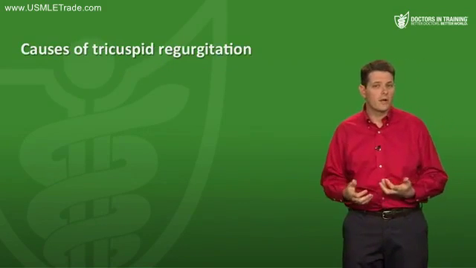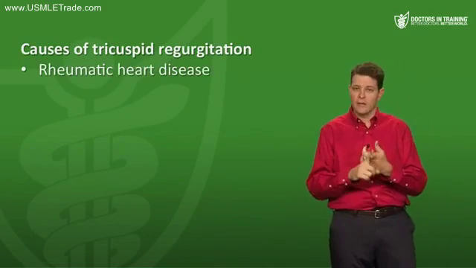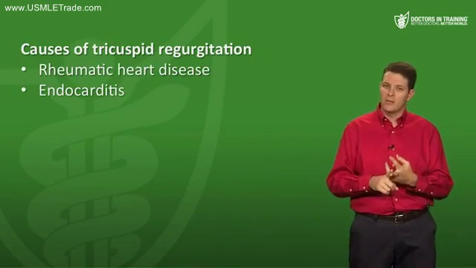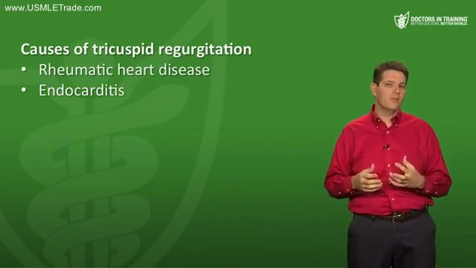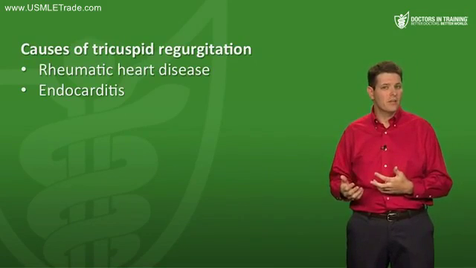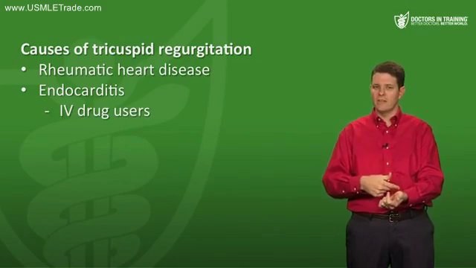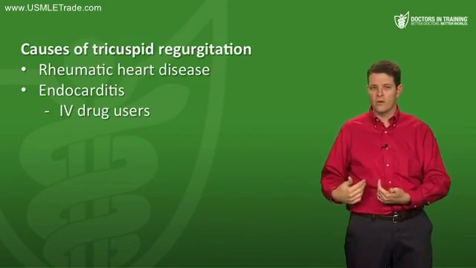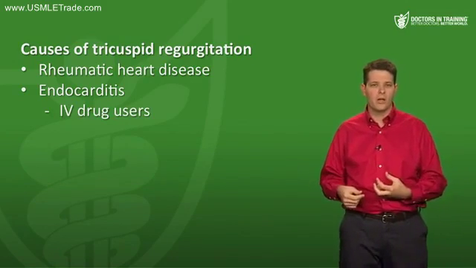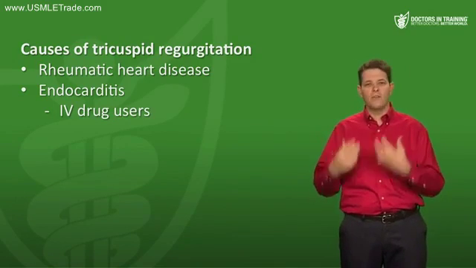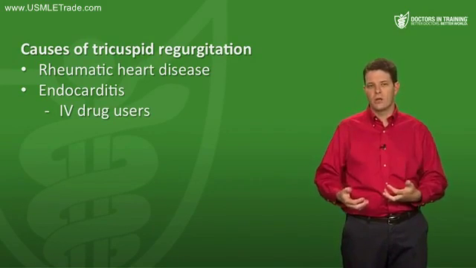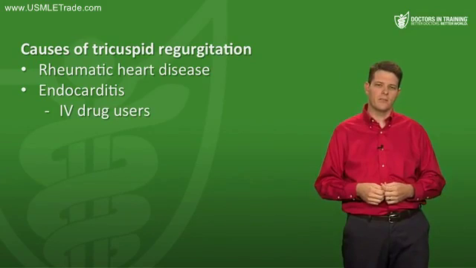So, what causes tricuspid regurgitation? Again, rheumatic fever and endocarditis. And then what type of patient is most likely to have tricuspid endocarditis? I want you to think about IV drug users. I mean, they're shooting bacteria into the veins. That's going to go to the right side of the heart first. So you're going to see tricuspid endocarditis and then subsequent valvular damage and tricuspid regurg. We're going to talk about that again when we get to endocarditis.